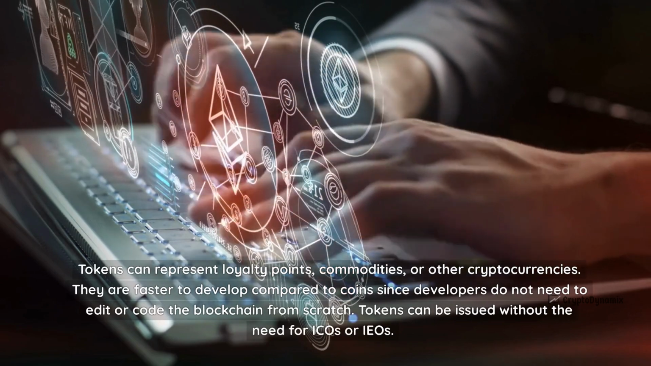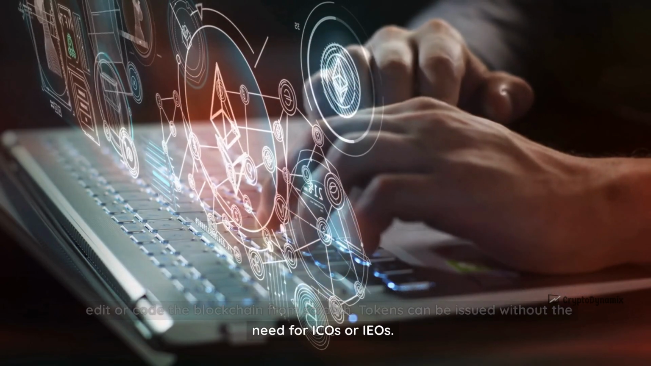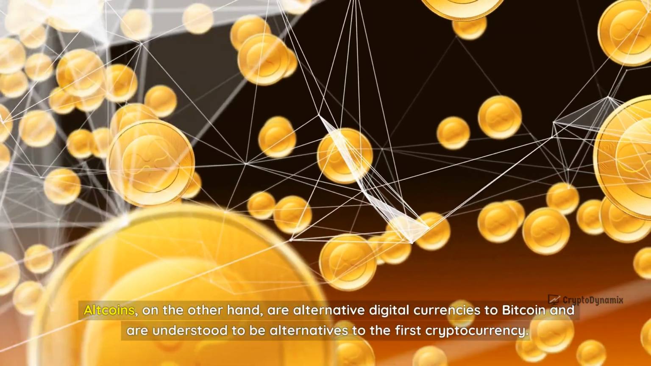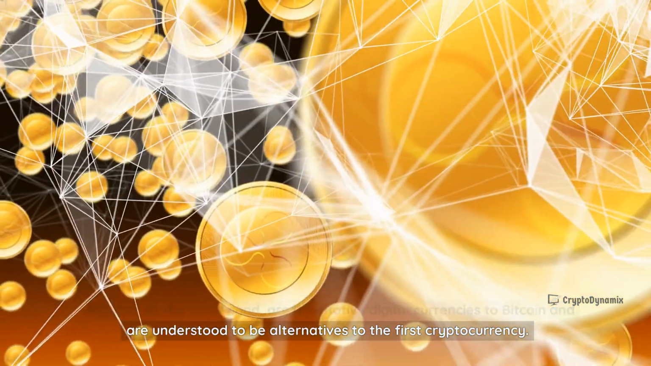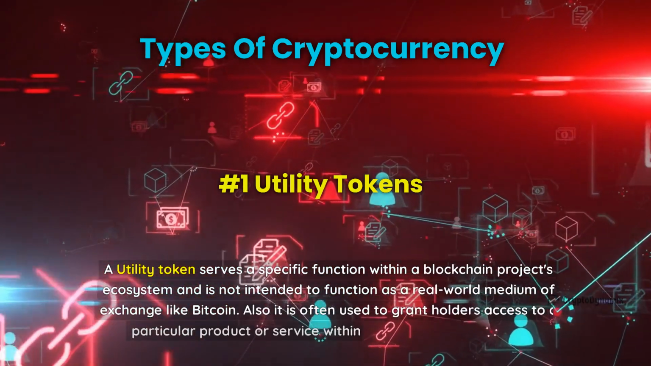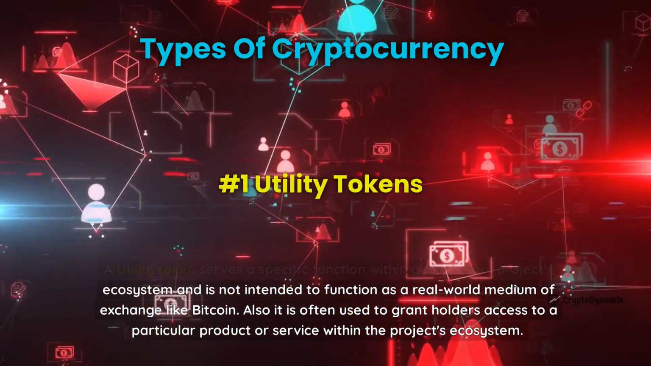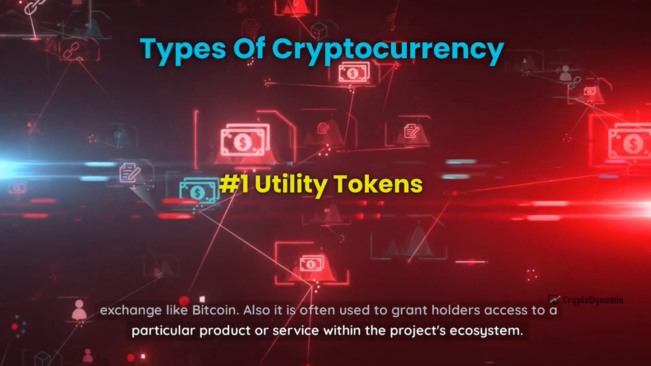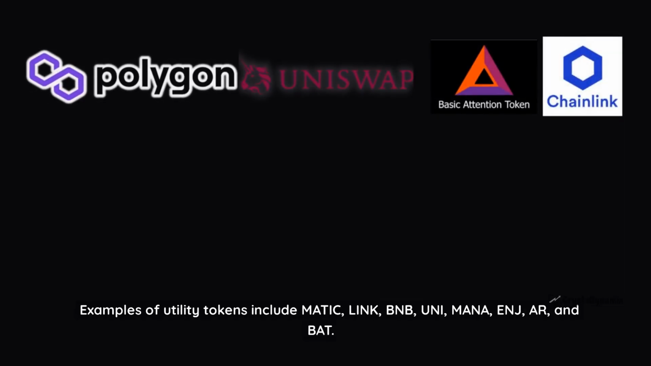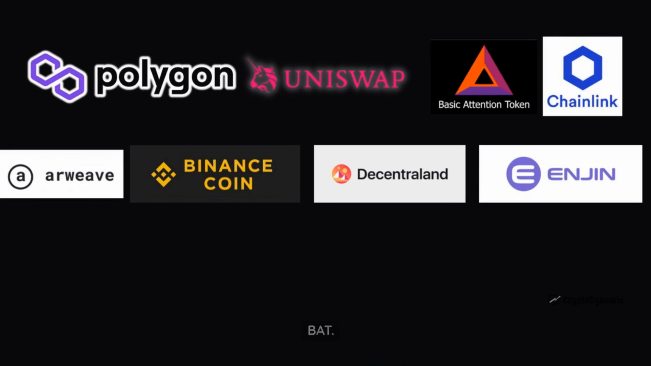They are faster to develop compared to coins since developers do not need to edit or code the blockchain from scratch. Tokens can be issued without the need for ICOs or IEOs. Altcoins, on the other hand, are alternative digital currencies to Bitcoin and are understood to be alternatives to the first cryptocurrency. A utility token serves a specific function within a blockchain project's ecosystem and is not intended to function as a real-world medium of exchange like Bitcoin. Also, it is often used to grant holders access to a particular product or service within the project's ecosystem. Examples of utility tokens include Matic, Link, BNB, UNI, Mana, ENJ, and BAT.